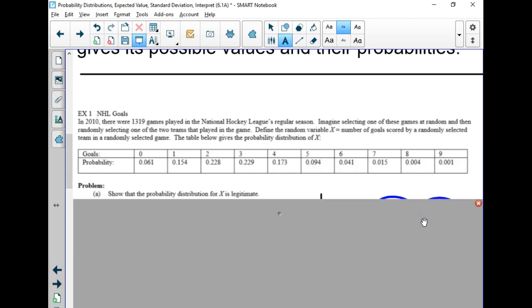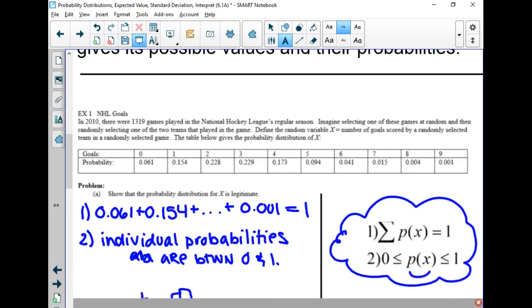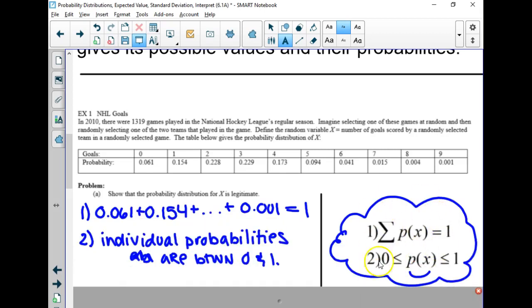The first thing you need to be able to do is to talk about why a probability distribution is legitimate. I have two things written over here. Pause and write these down on the side, and then I'll talk about them. What number one means is that the sum of the probability distribution has to equal 1. You do need to show some work. It's annoying to write every single observation out, so just start with 0.061 plus 0.154 plus ... which means you keep going, plus 0.001. This is okay with the College Board.